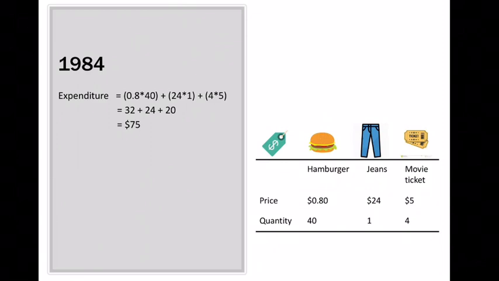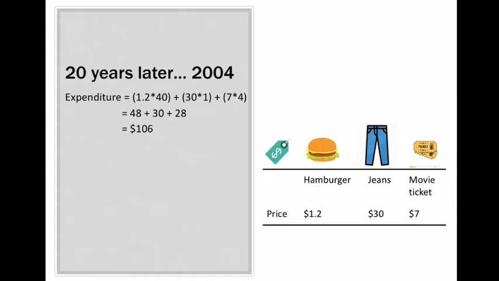Then we have to find the total expenditure by multiplying price times quantity and adding them together. So we get 0.8 times 40 plus 24 times 1 plus 4 times 5. The result is $75. After that, we consider 20 years later, which is 2004, and we assume that the market basket stayed the same in 2004 as it was in 1984, and the only thing that changed is prices.